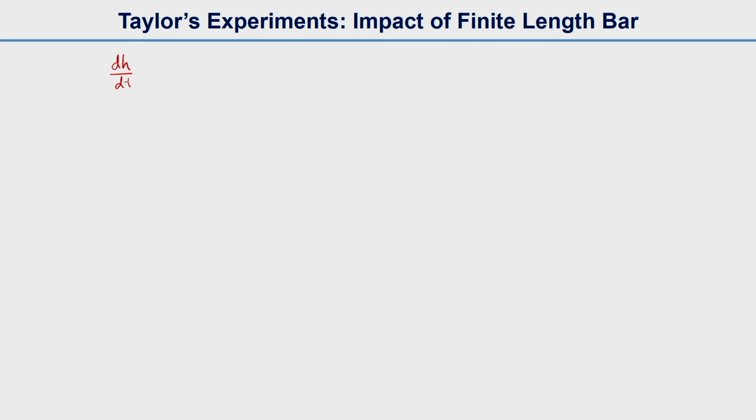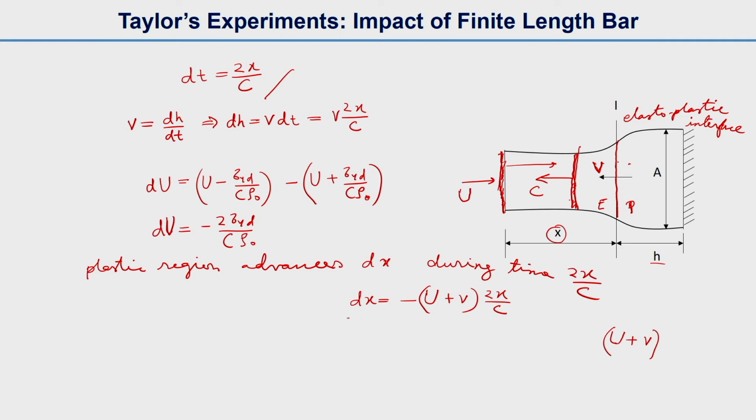So now from these discussions, what we can know is dh by dt. So dh by dt equal to v, which is the plastic wave propagation velocity, the definition, and then dx by dt, which we just found out, is minus u plus v. This is from nothing but this relation.